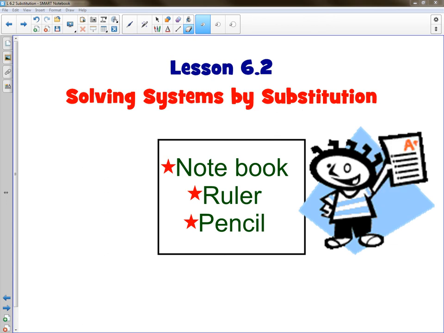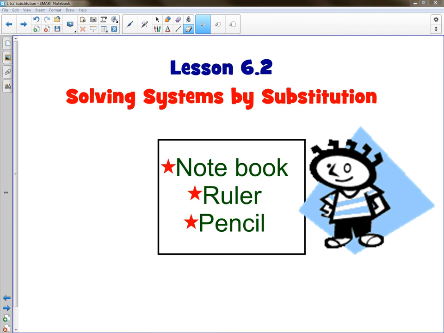This is lesson 6.2, and in this lesson you're going to be solving systems by substitution. Remember, a system is just a set of linear equations that have the same variables. And you learned on the last lesson that when you solve a system, really what you're looking for is a set of coordinates, an x and a y, where the two lines will intersect. On today's lesson, though, you're not going to be graphing anything, you're just going to be substituting.